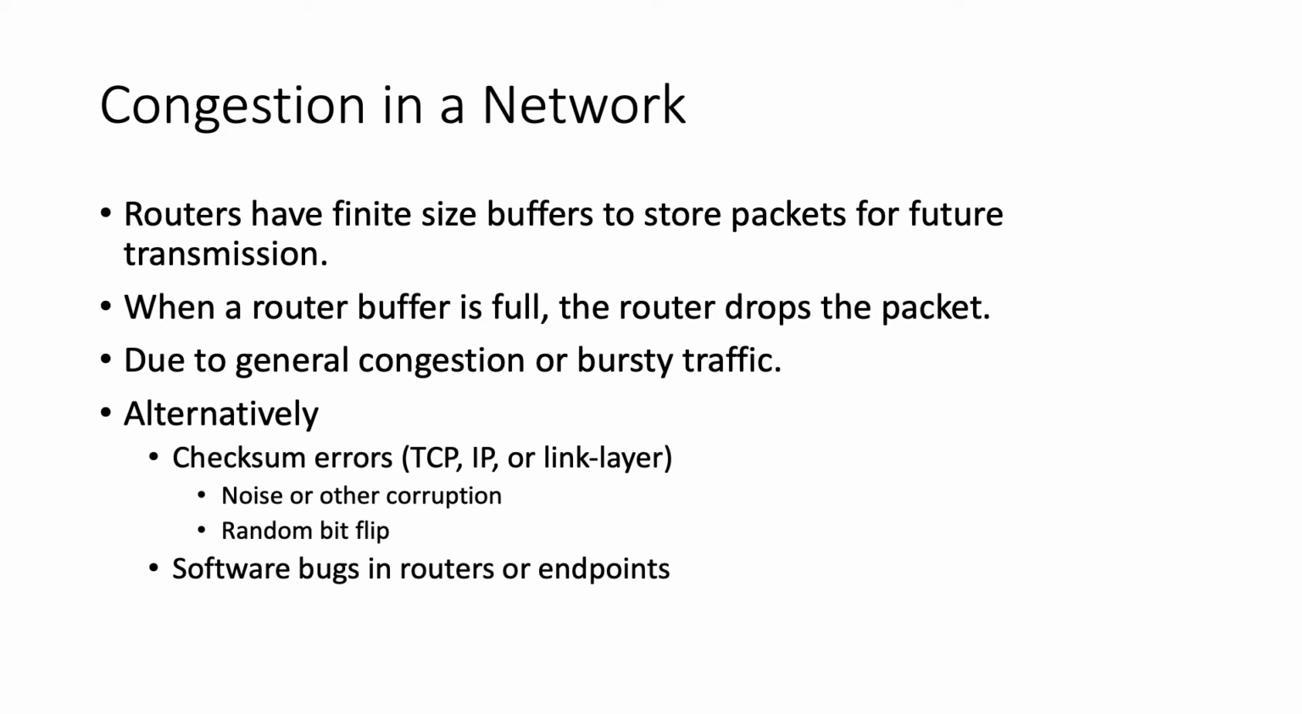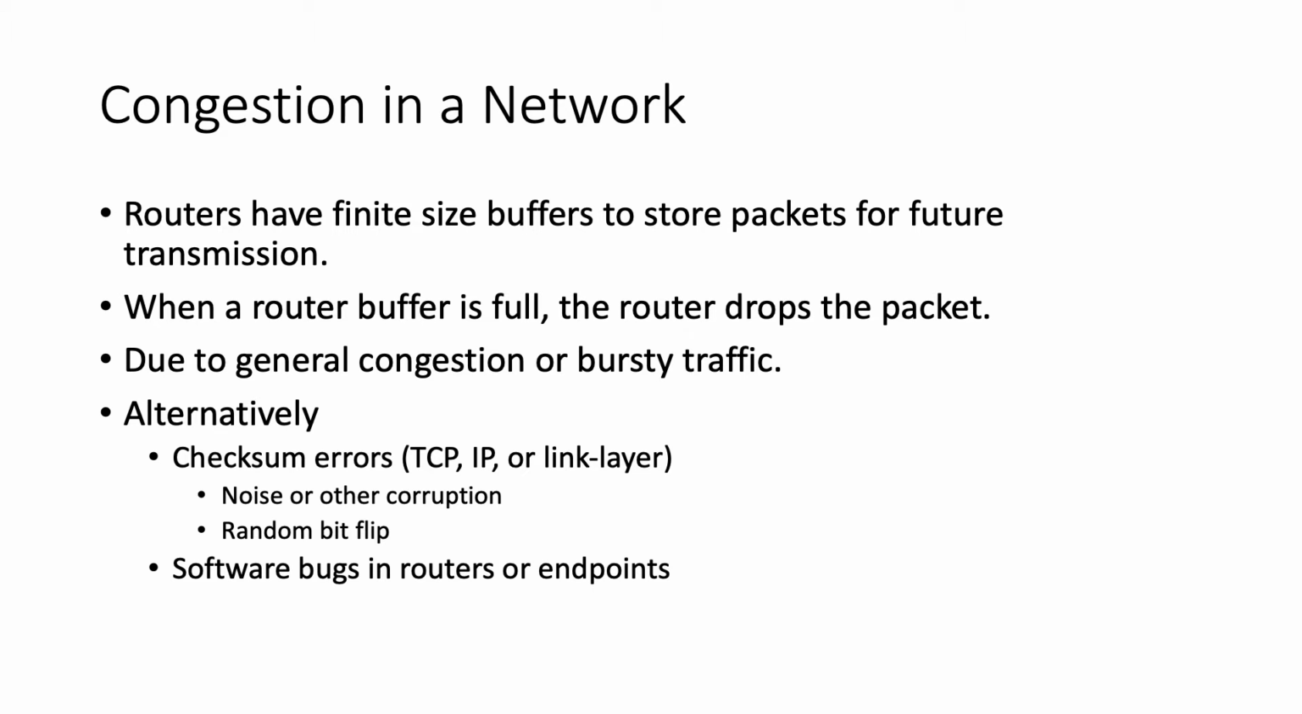Okay, so how can we have congestion in a network? Well, routers have a finite-sized buffer that they use to store packets for future transmission, and when this buffer becomes full, the router must drop the packet. So you can have congestion due to an overarching general pattern of congestion, or if you have some transient bursty traffic coming through. There are other cases where packets can be dropped, and an example of that is a checksum error at the TCP, IP, or link layers.